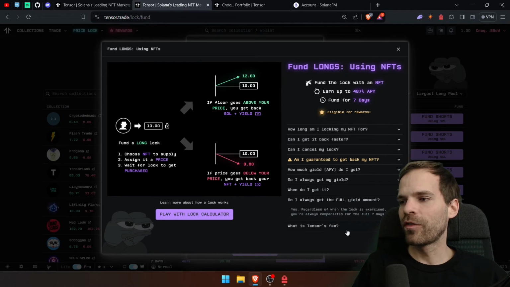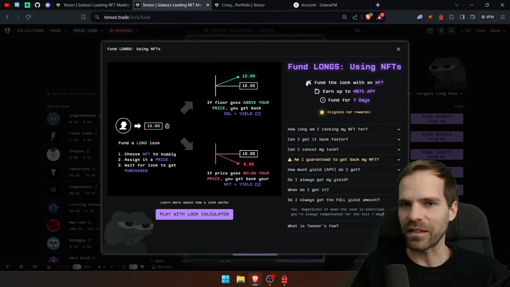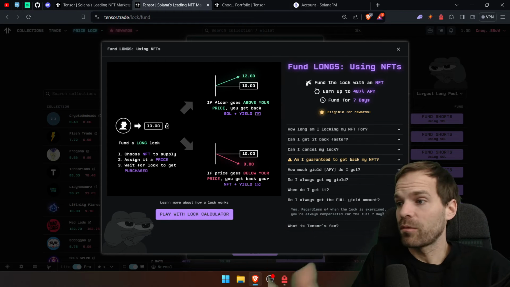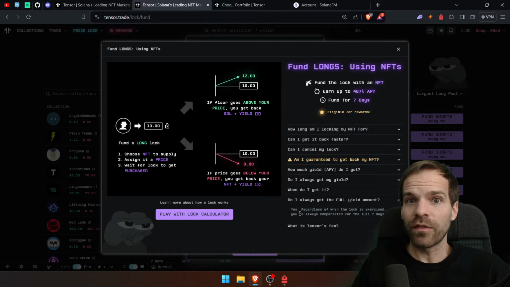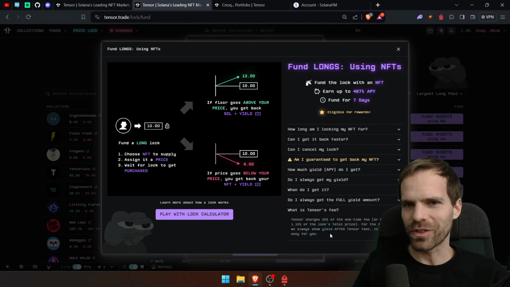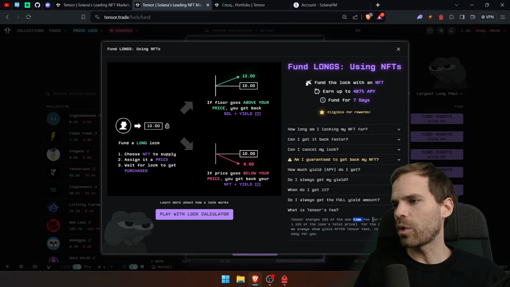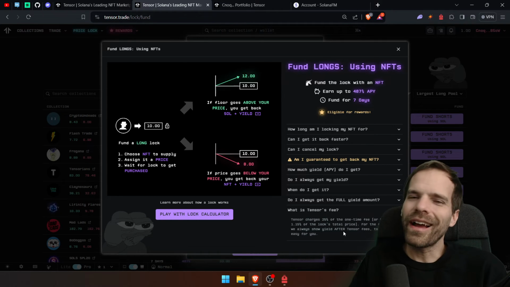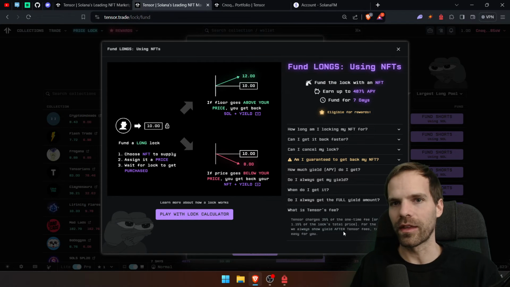Yay. Do I always get the full yield? Yes. We're always compensated for the full 7 days, even if they exercise it earlier. That's on them. So basically that's options. We are dealing with NFT options here. Unless some of you tell me it's not options because... I'm going to believe this is options trading. 25% of the one-time fee goes to Tensor, which I guess is fair. I mean, they spent a lot of energy on building this, I believe.